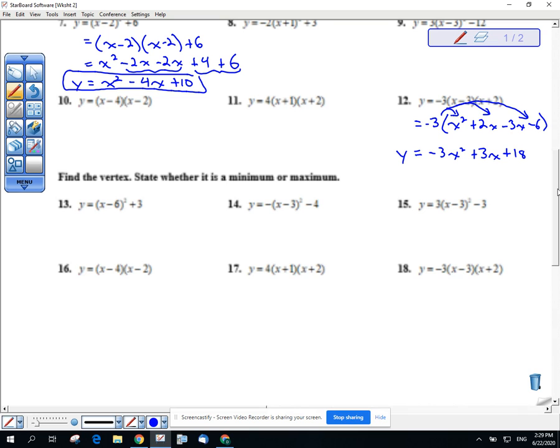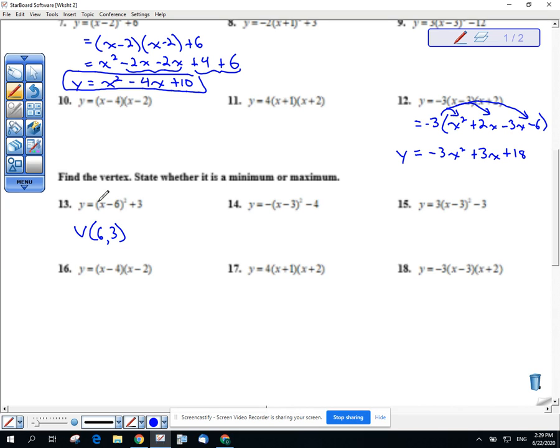Find the vertex and state whether it is a maximum or minimum. Depending on the form now, and again, we'll just do a couple of these. If it's in vertex form, you should already know how to do that, right? That was worksheet 1. The vertex is going to be at 6, 3.